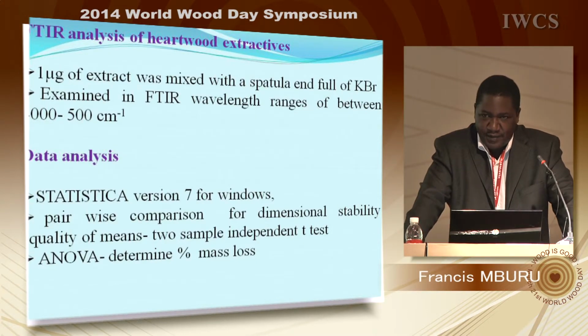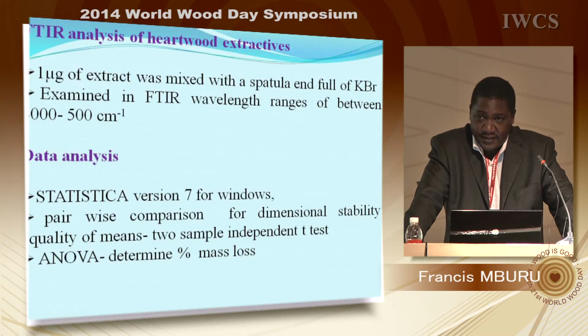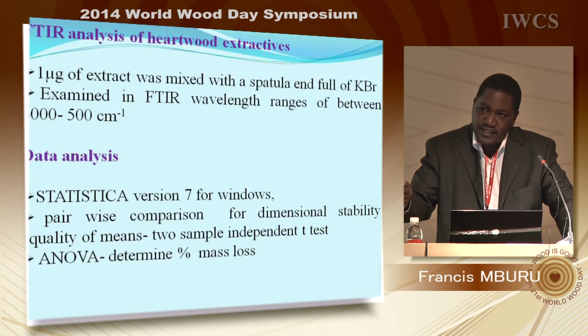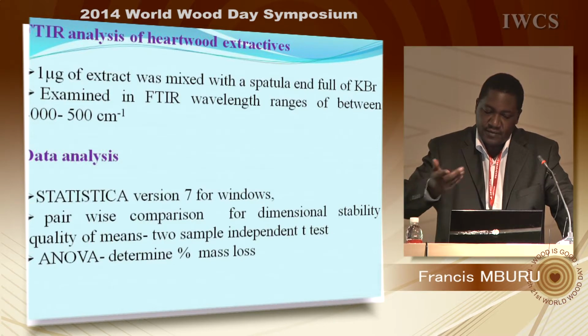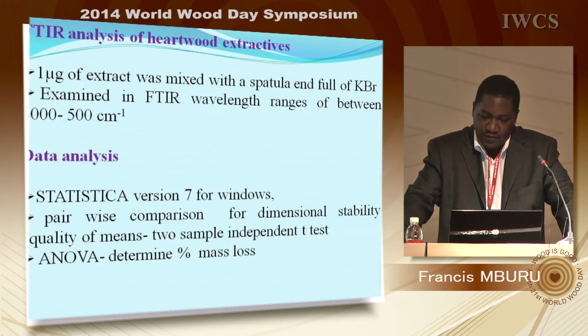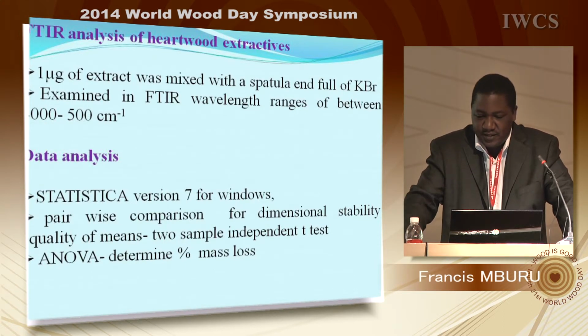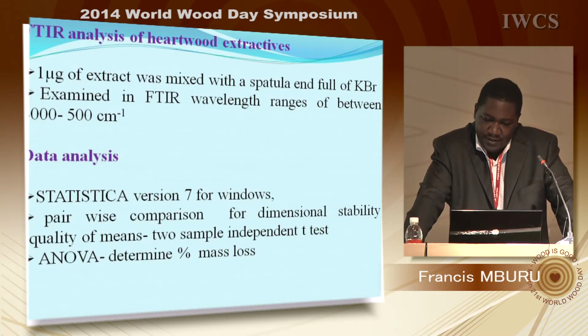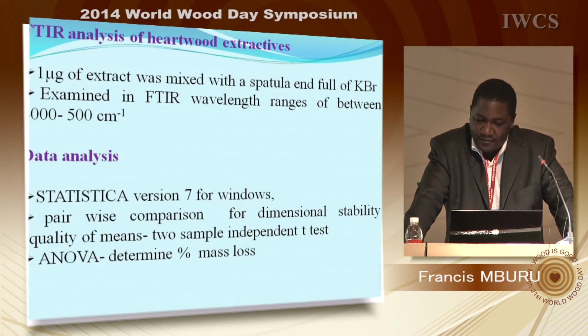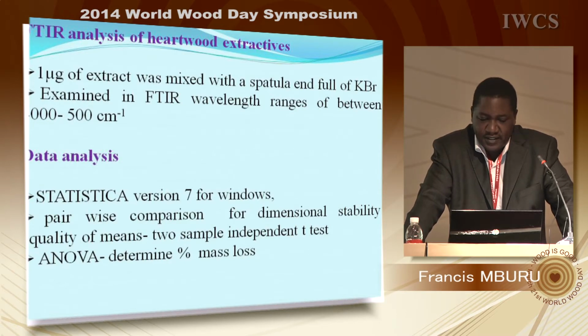Some chemical analysis was done by use of FTIR analysis. We don't have that one in Kenya, but I sent samples to my professor in France, and he injected and sent back the results. A standard procedure was used where 1 microgram of that extract was mixed with potassium bromate, and then we have the spectra in the range of 4,000 to 500 per centimeter. My data was analyzed by use of Statistica version 7 for Windows, where I compared the means.